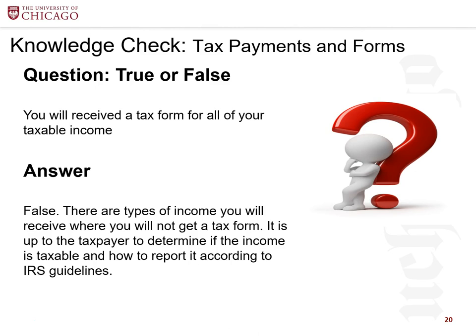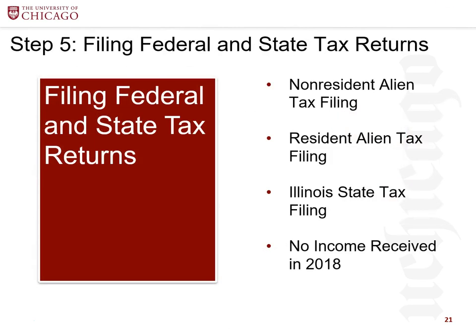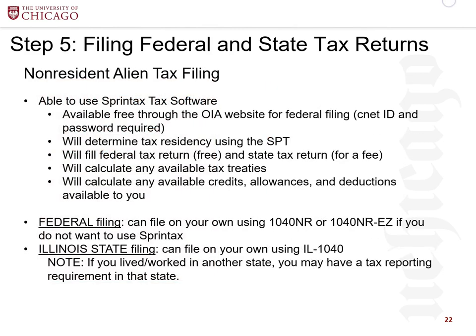All right, now we're going to move on to section five, filing your federal and state tax returns. We're going to talk about filing as a non-resident, filing as a resident, filing your Illinois state tax, and then filing if you had no income received in 2018, but you were present in the U.S. for at least one day.